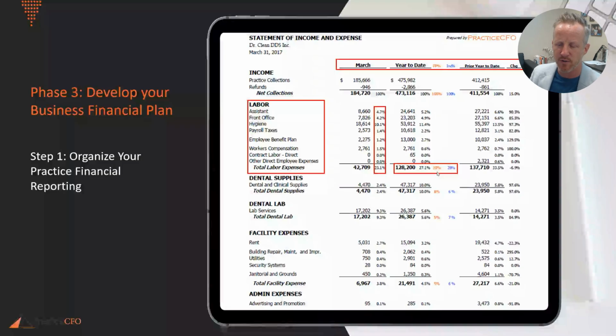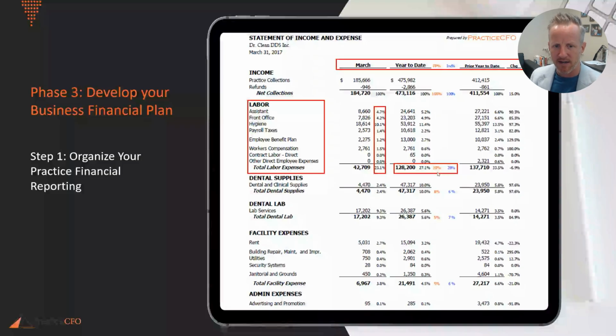So I have the industry averages as well. And then on the far right, I show the prior year to date. So if we are in March, as this one is, it's showing 3 months this year in the year-to-date column, and then the same 3 months last year, so that I have an apples-to-apples comparison, and then I show the change between the two. So that's how we format the profit and loss statement.